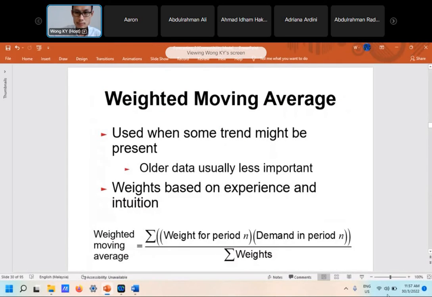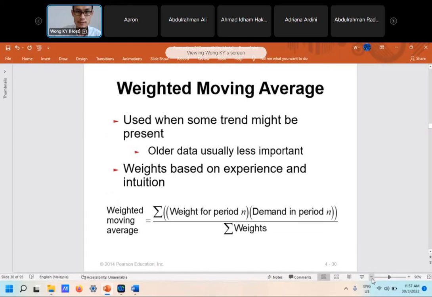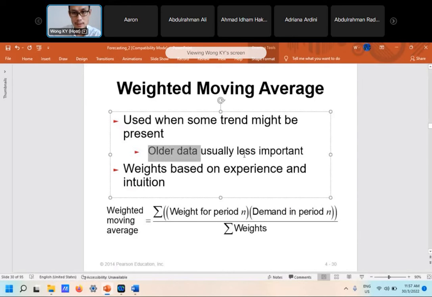The next method is called weighted moving average. It's also like moving average, but it takes into account weightage or weights. It's normally used when some trend might be present, and you will find that older data are actually less important, meaning that newer data are more important. Older data are considered obsolete, so they have less relevance, but newer data are more relevant, meaning they're more important.